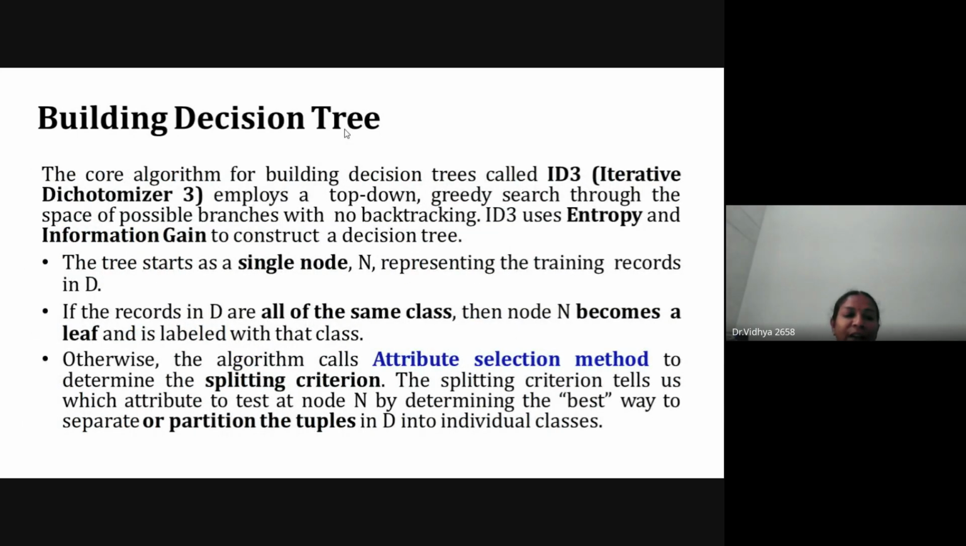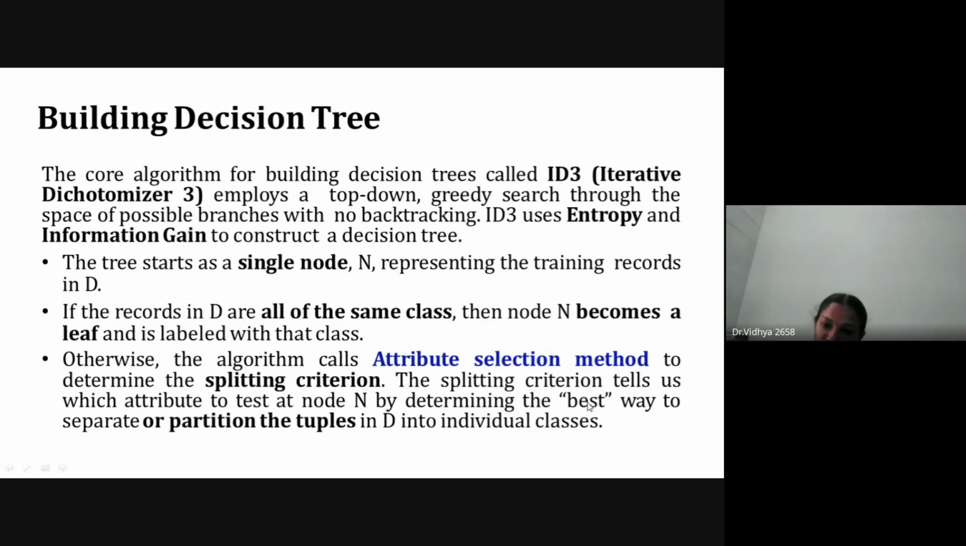Likewise, the tree is constructed with the different attributes. If the records in D are all of the same class, then n becomes a leaf. Otherwise, the algorithm calls the attribute selection method. With this method, the attributes are selected, and it helps you determine the splitting criterion. The splitting criterion tells us which attribute to test at node n by determining the best way to separate or partition the tuples.